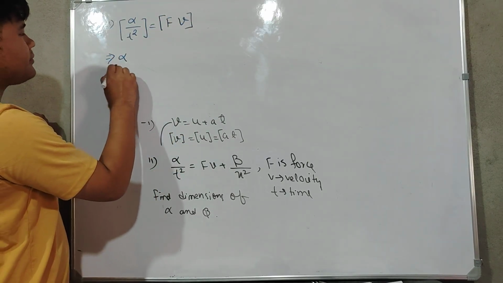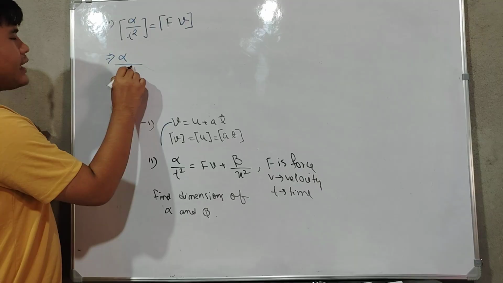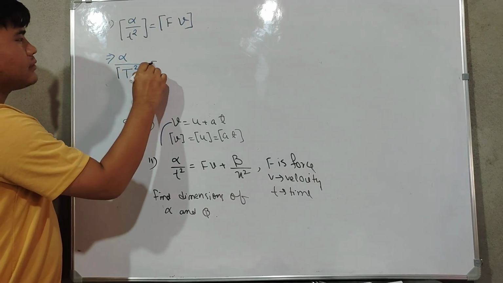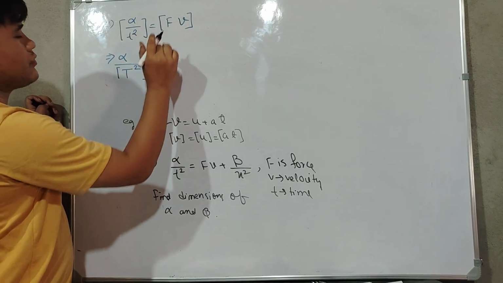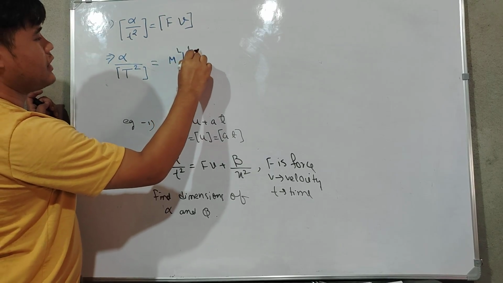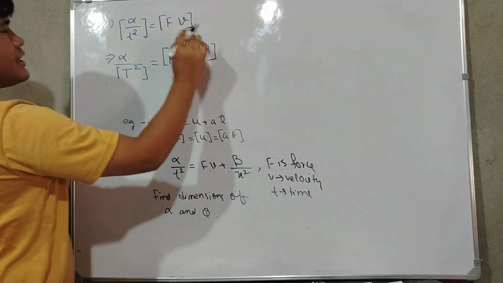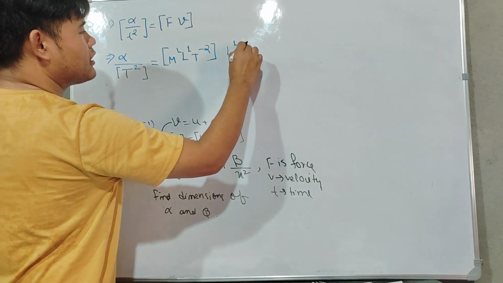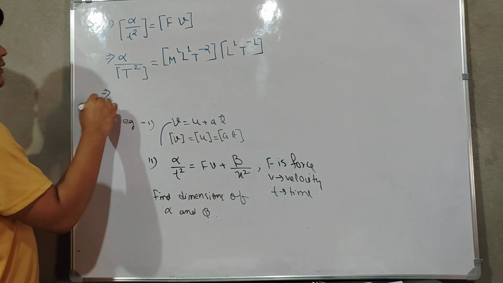So alpha t square means t is time. So for t you can directly write capital letter T is equal to force. So force means M1 L1 T to the power minus 2. This one we have done already. Now velocity, just now we did, L1 T to the power minus 1. So what will this be?